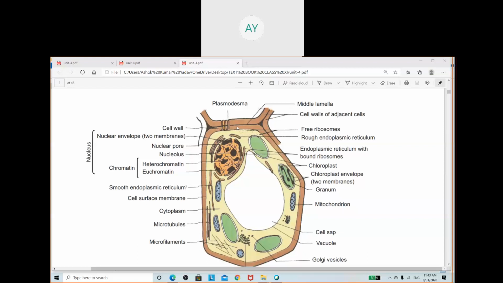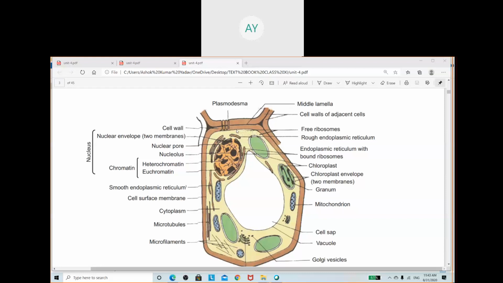Now, just after the cell wall there is a membrane known as the plasma membrane. It is a selectively permeable membrane that allows only certain molecules, not all. You cannot enter class 11C or 11D because certain restrictions are there. The subject teacher will allow, only then you can enter. Otherwise you cannot enter.